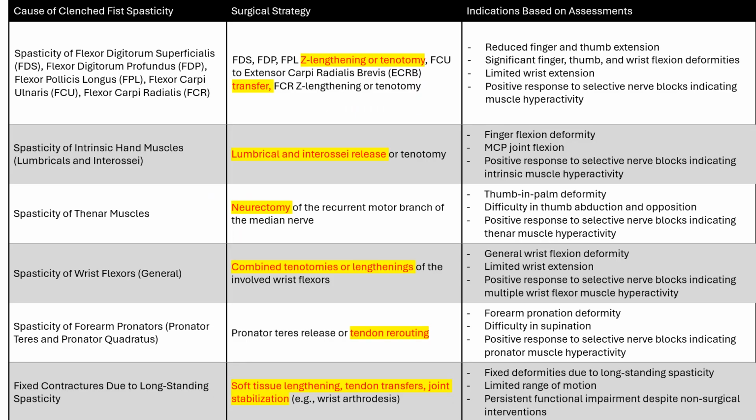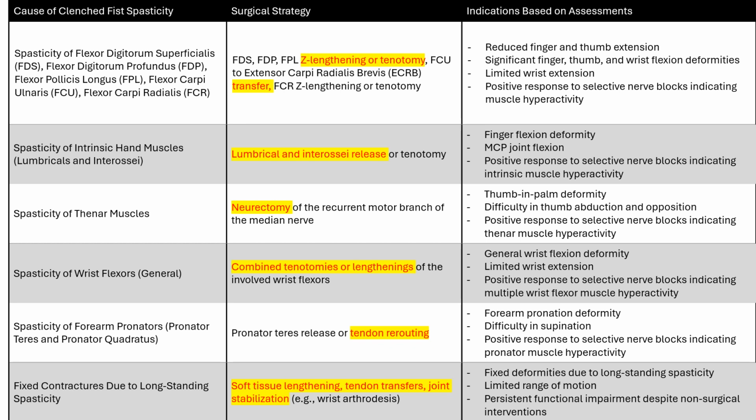And here is a slide that shows the causes of clenched fist spasticity, based on an anatomical basis, as I explained earlier, and what are the various surgical strategies. So for tendons that are tight, we work either in tenotomy or Z lengthening, or do tendon transfers to rebalance. For the muscles of the hand, we would consider lumbrical or interossei release. And for the thenar muscles, we do either neurectomy if there's no contracture, otherwise we release.